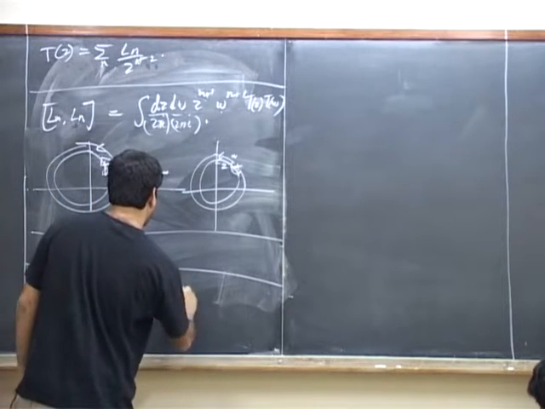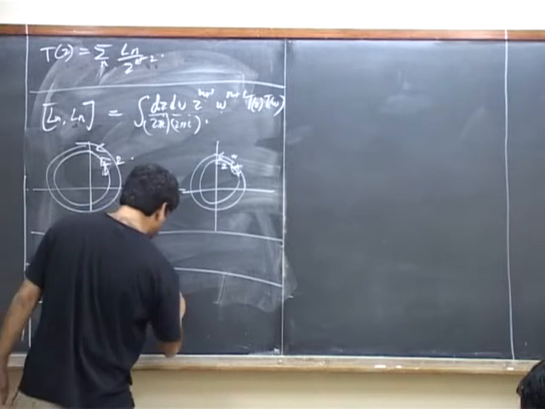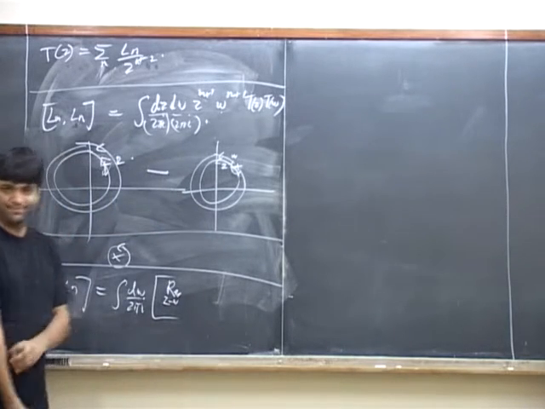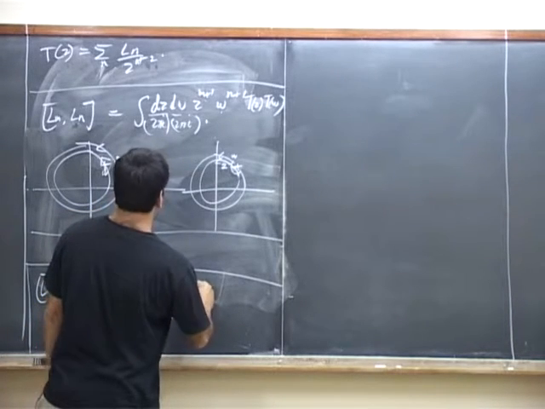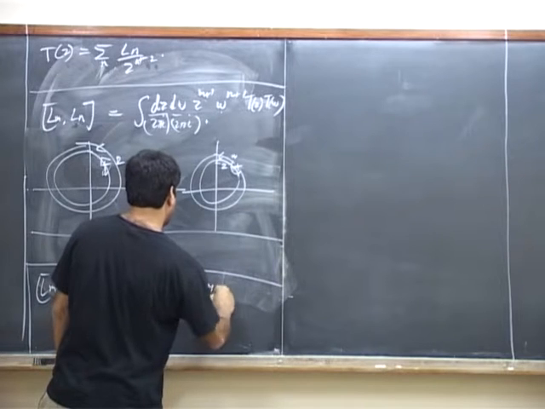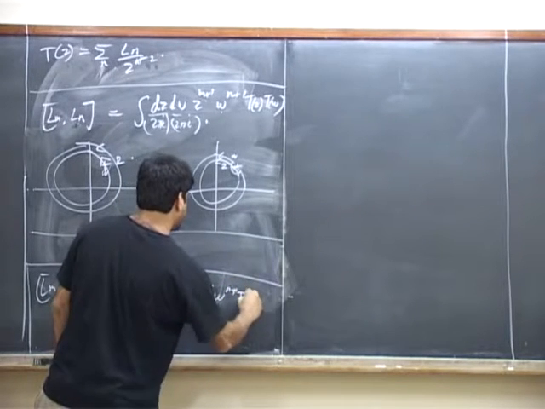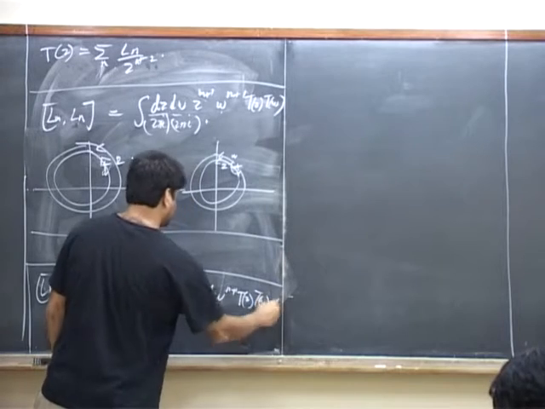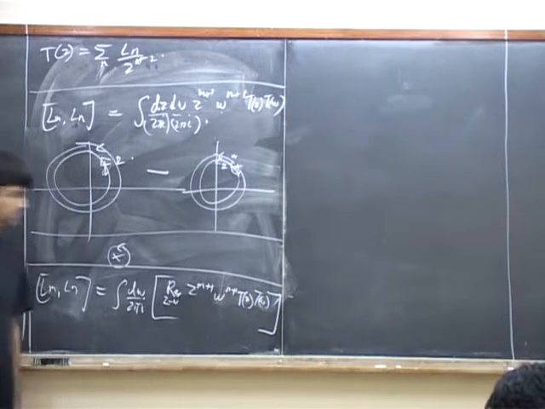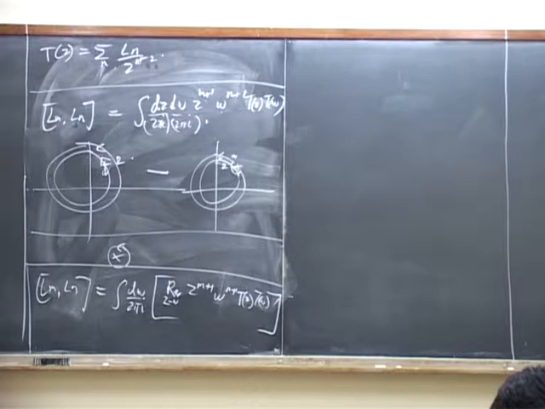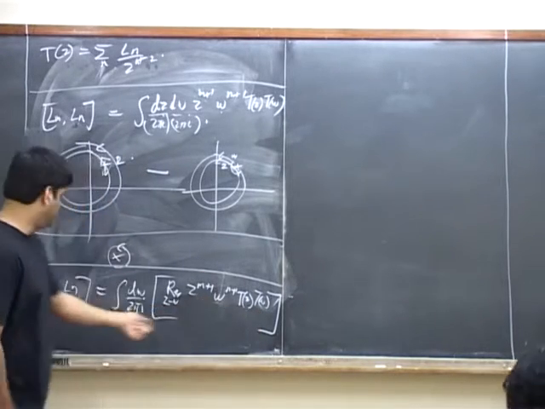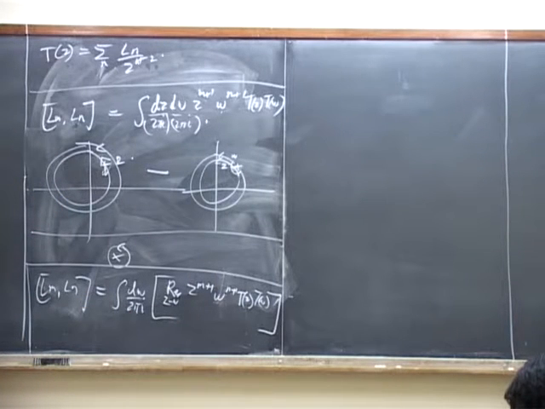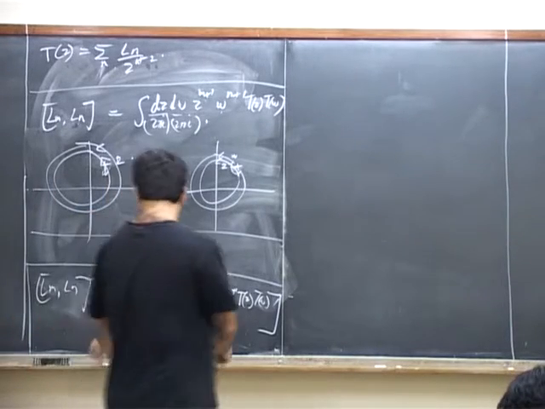What's the something? The something is the residue in the variable z, as z goes to w, of z to the power n plus 1, w to the power m plus 1, T of z, T of w. Okay, so this quantity is a residue in z, so it's a function of w, and that function of w has to be integrated. Is this clear? Okay, so now let's carry this through.